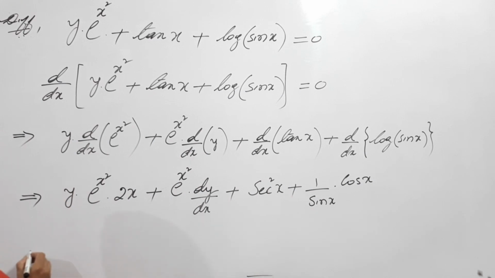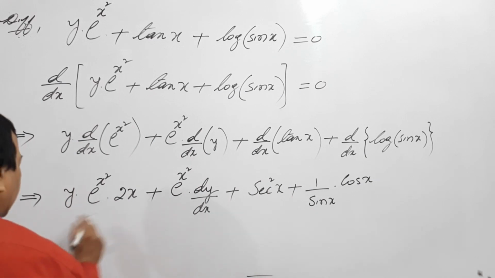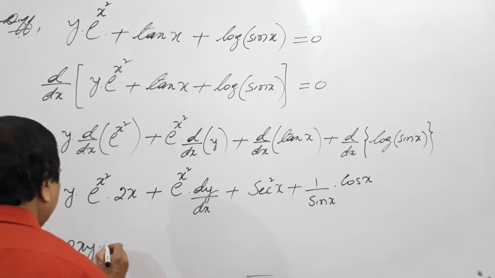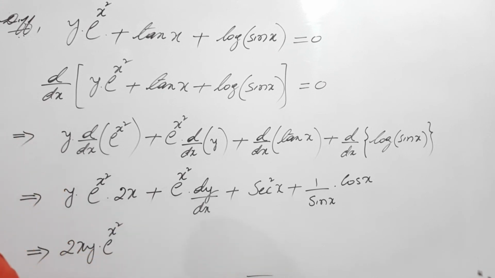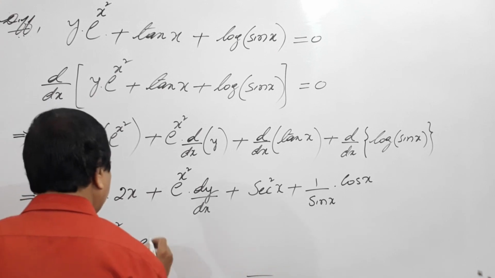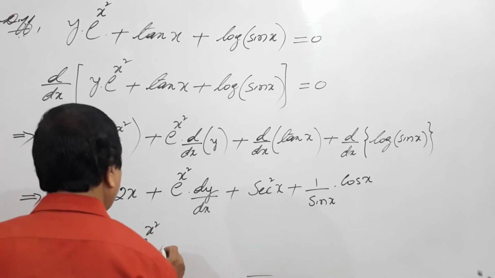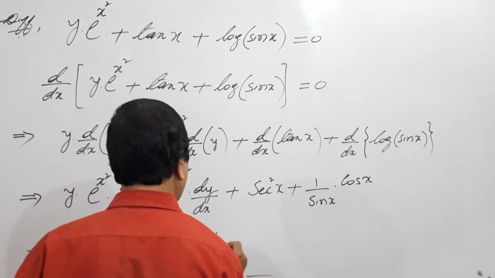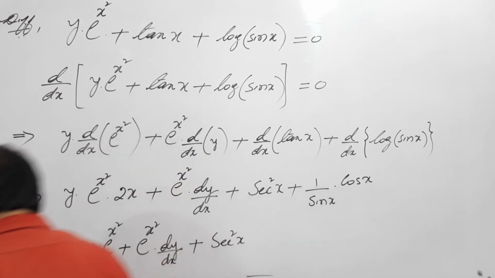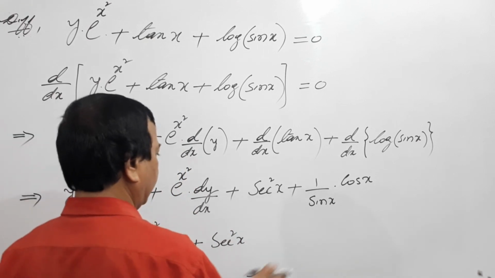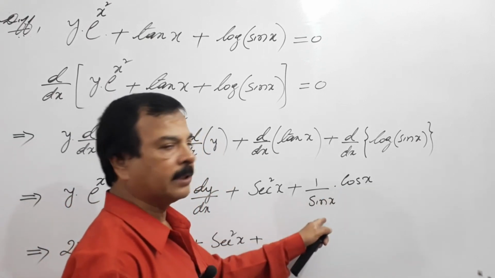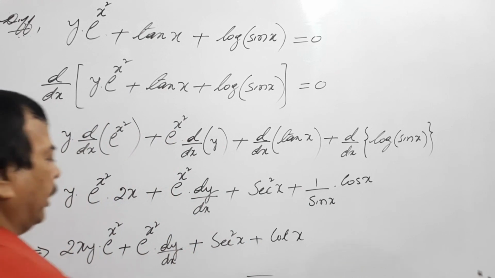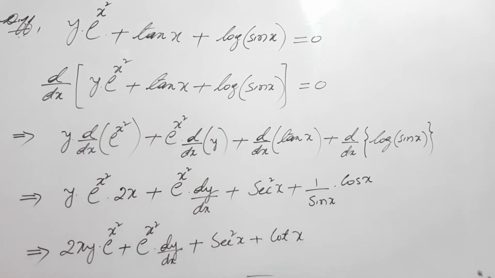So what happens here? This can be written as 2xy into e to the power of x square plus e to the power of x square into dy by dx plus secant square x plus cos by sin is cot x. So I'll rub this.